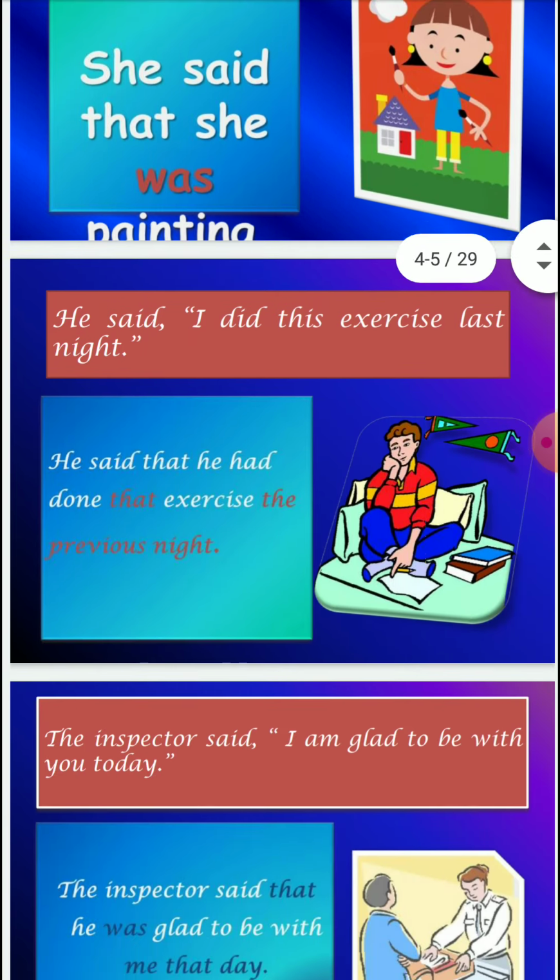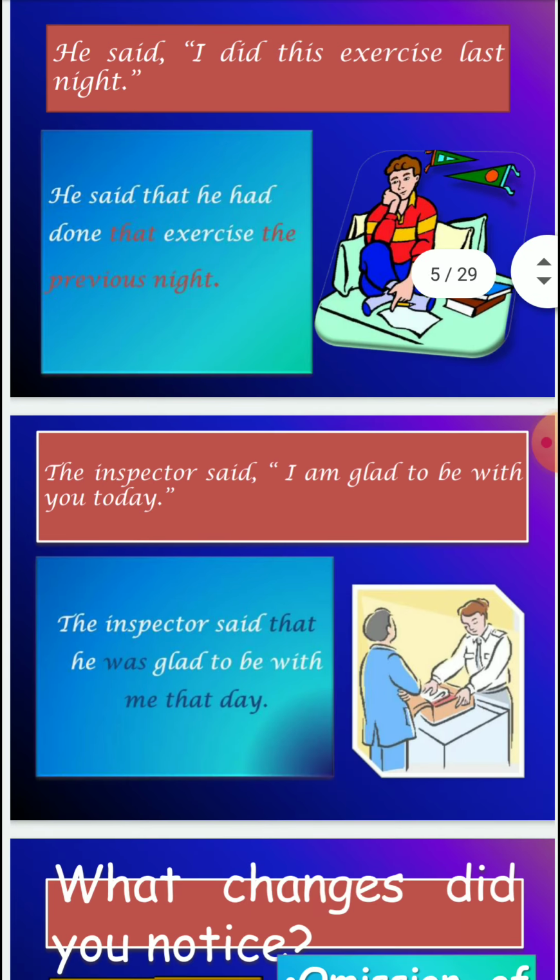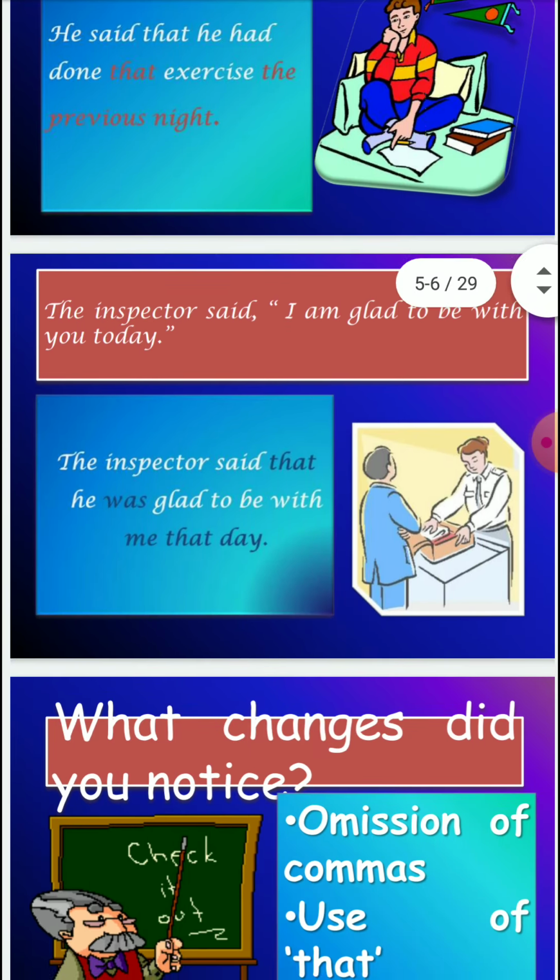One more example: he said, "I did this exercise last night." See, in this sentence, we are doing some minor changes. Just notice that he said that he had done that exercise the previous night. So, some minor changes here, some major changes here, whereas we did some minor changes in the previous sentences, but here we can clearly notice there are some major changes. We'll cover in the rules how we are changing it.